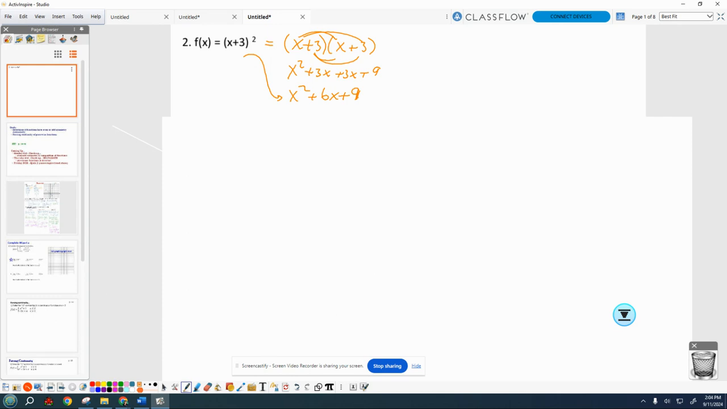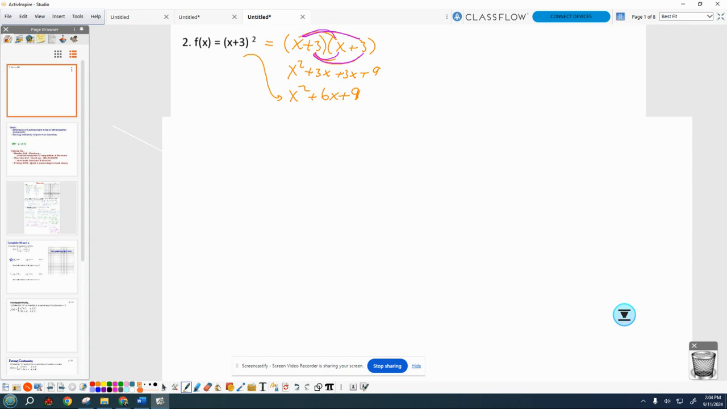X plus 3 times x plus 3, and then first times first, last times last, inside times inside, outside times outside. Whatever. That's what the word FOIL is. First times first, outside times outside, inside times inside, last times last. Whatever. Multiply all the dudes to each other. So that's what the function is.